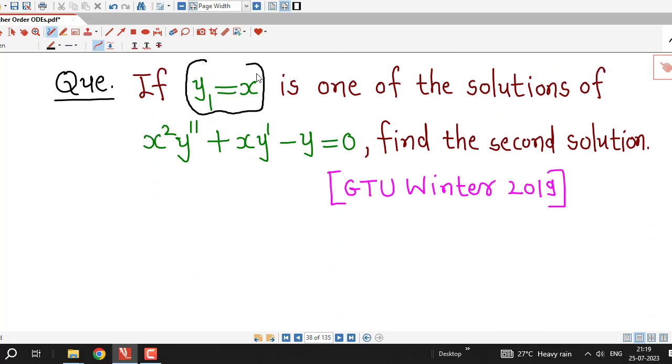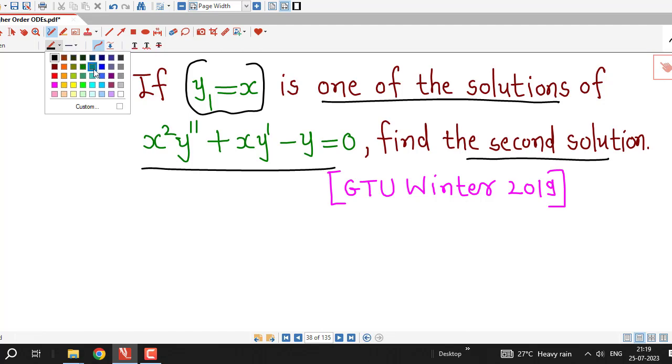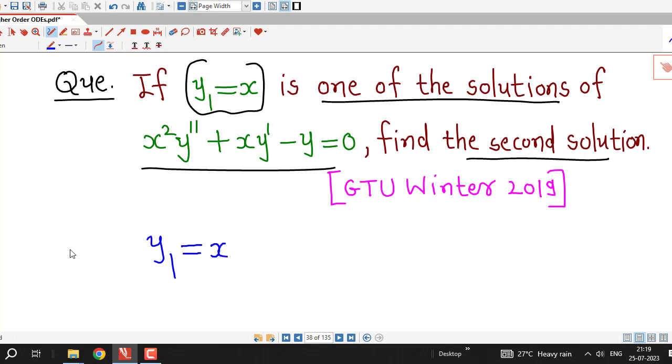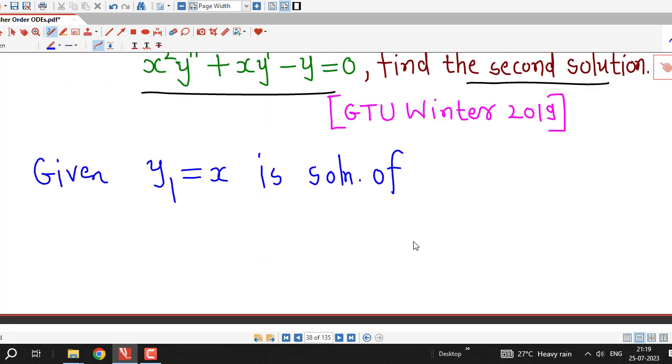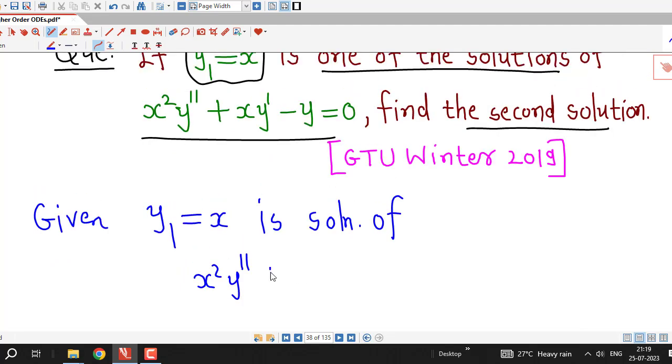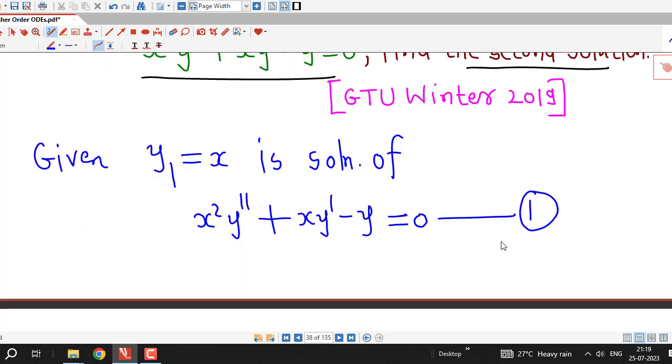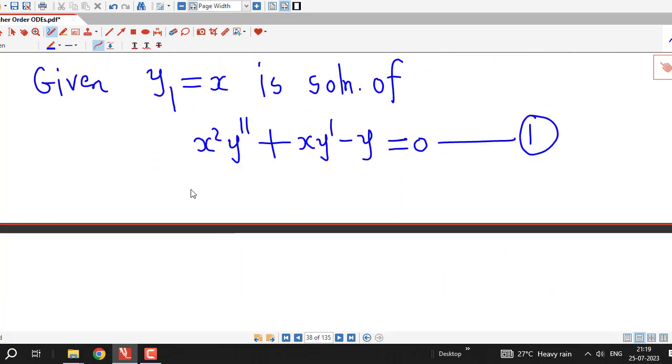We are given that y1 equal to x is one of the solutions of this differential equation, and we are asked to find the second linearly independent solution. So first we write down that y1 is x. It is given that y1 equal to x is a solution of the equation x square into y double dash plus x into y dash minus y equal to 0, and we denote this by 1. Now this is not in standard form.